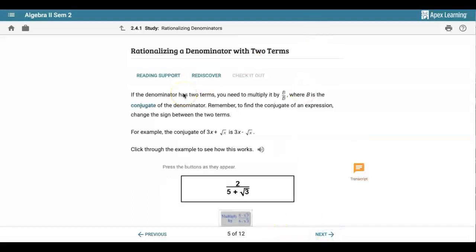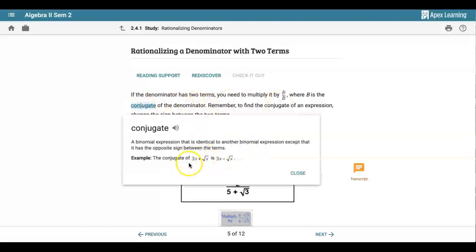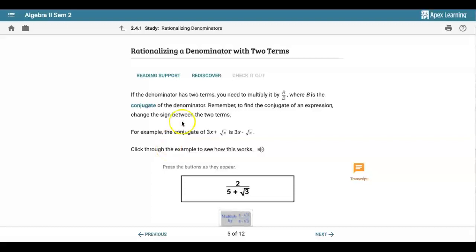So a new strategy that we're going to learn here is, if I have two values, I have to multiply my denominator by its conjugate. Hopefully we remember this: conjugates are when we had a plus b and a minus b. We were talking about our binomial expressions; they're identical except for the sign between them. So what we're going to do here is still multiply by b over b, but now instead of b being our original, it's going to be the conjugate of our denominator.